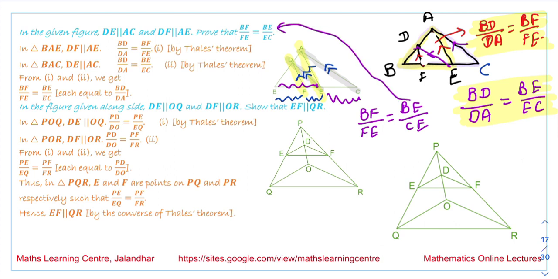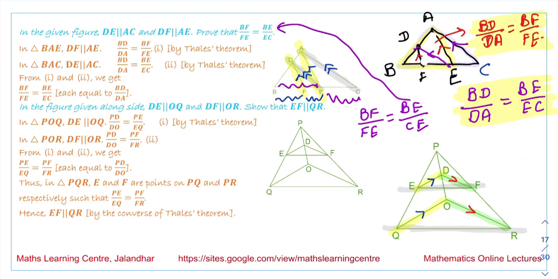Next we have in the given figure DE, we are talking about this line DE and OQ. These 2 lines are parallel to each other. And DF, this is the line DF, is parallel to OR. These are the two lines we are saying are also parallel to each other. We have to prove that this EF is parallel to QR. We have to prove that this EF and QR, these two lines, are parallel to each other.